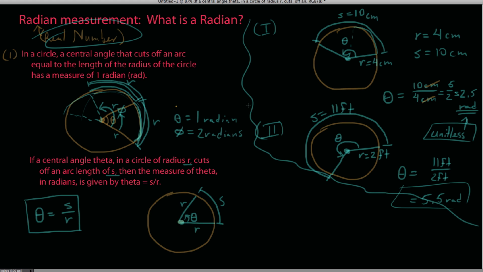But how many radians in a full rotation? How many radians in a full rotation? So we say example 3.